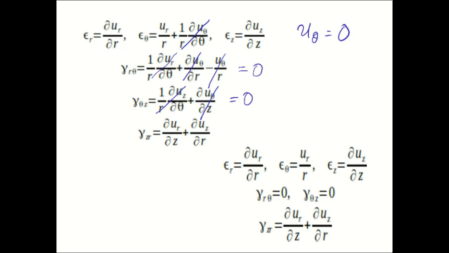Okay, these will be the strain displacement relations we get for axisymmetric problems. So we got a simplified set of equations. Actually this is the main aim of considering a problem as an axisymmetric problem, because we can simplify the calculations.